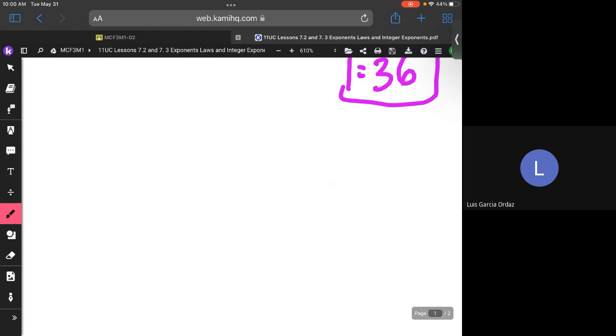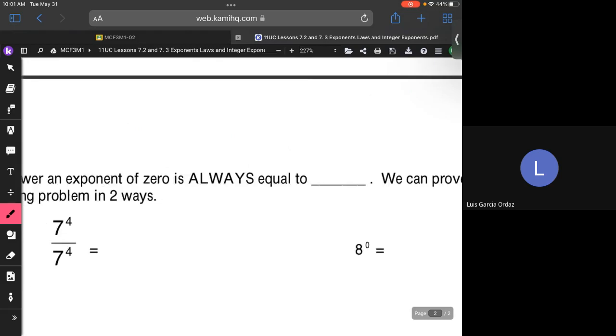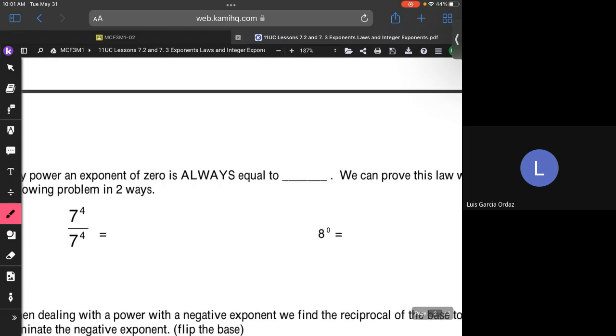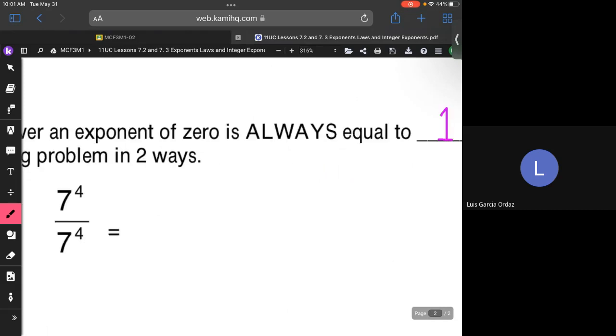Those exist. Okay, and the next one should be pretty straightforward. When we have an exponent of 0, what does it always equal? Anything to the power of 0 gives me? No. 1. Come on. So anything to the power of 0 gives me 1.